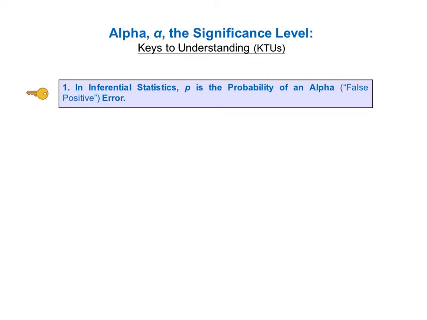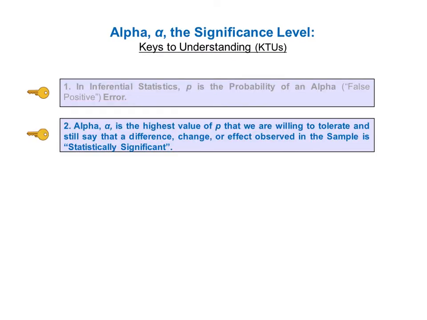As usual, in the book and in these videos, we'll start with a list of keys to understanding, or KTUs, and then we'll go into detailed explanations of each key. The first key to understanding is, in inferential statistics, P is the probability of an alpha, false positive, error. The second KTU is, alpha is the highest value of P that we are willing to tolerate and still say that a difference, change, or effect observed in the sample is statistically significant.